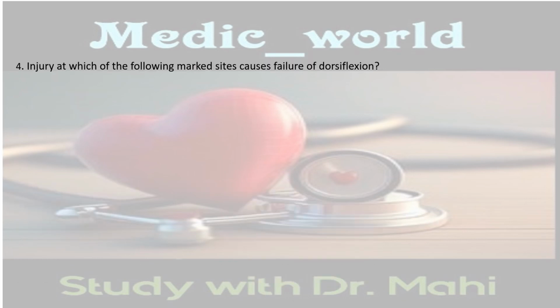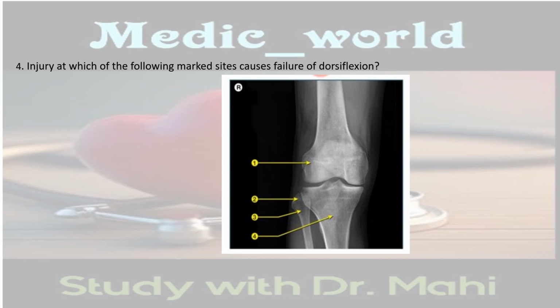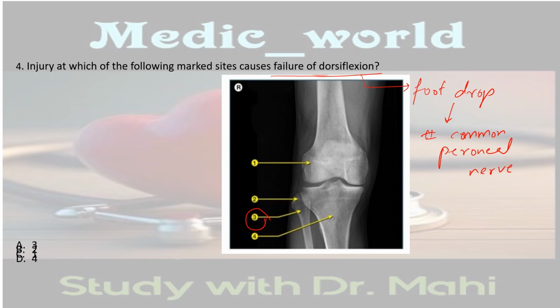Now the next question, injury at which of the following marked sites causes failure of dorsiflexion? Here, in the X-ray given, we all know failure of dorsiflexion, that is foot drop, is caused by damage to the common peroneal nerve, and it passes through the neck of the fibula. So the marked site here is marked as 3. So the answer to this question is option A, that is 3.